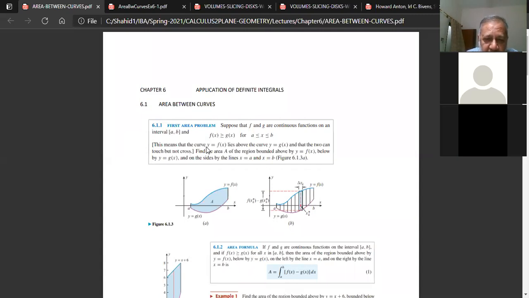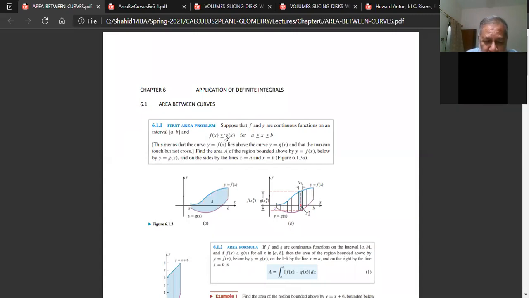The problem is that if over an interval x equals a to b, there are two curves, y equals f(x) and y equals g(x), such that the value of f(x) is greater than the value of g(x) throughout the interval.